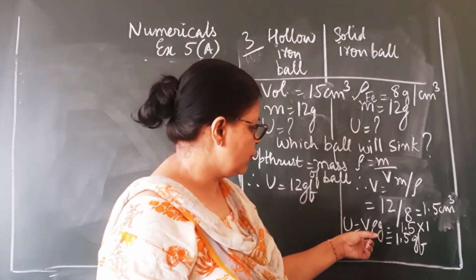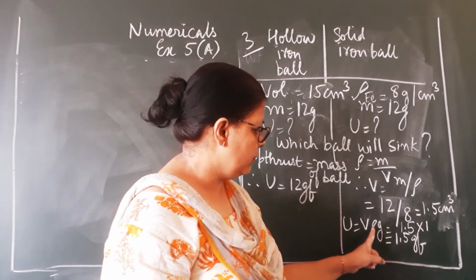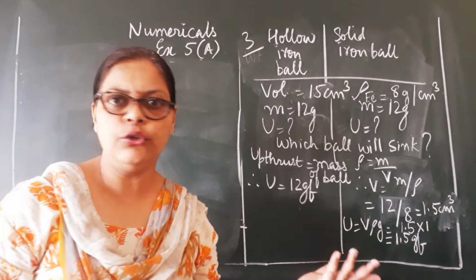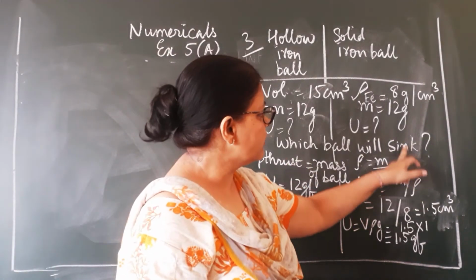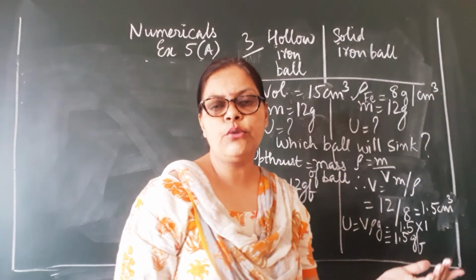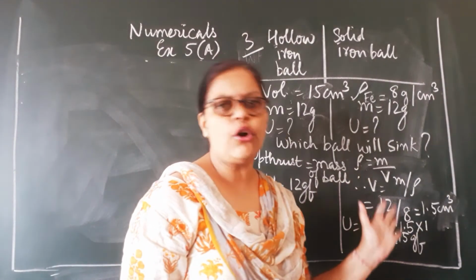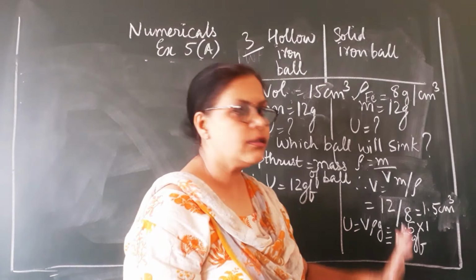We will use V rho G. V is 1.5. Rho is the density of water, which is equal to 1. If the value is not given, we will use 1, because the unit is gram per cubic centimeter. In gram per cubic centimeter, the density of water is 1. And G is not given, so we will not use it. So therefore, the answer is 1.5.